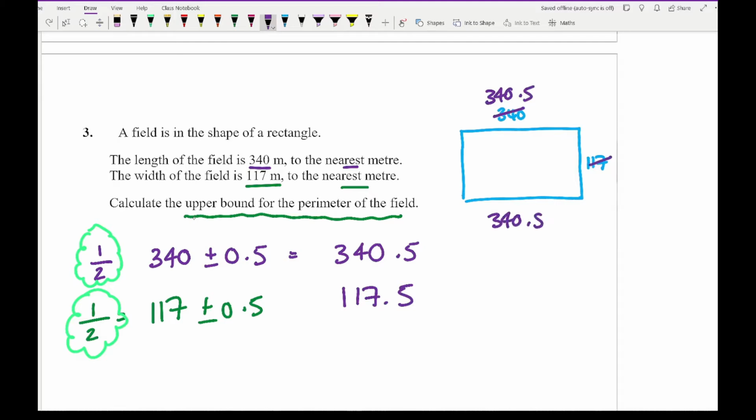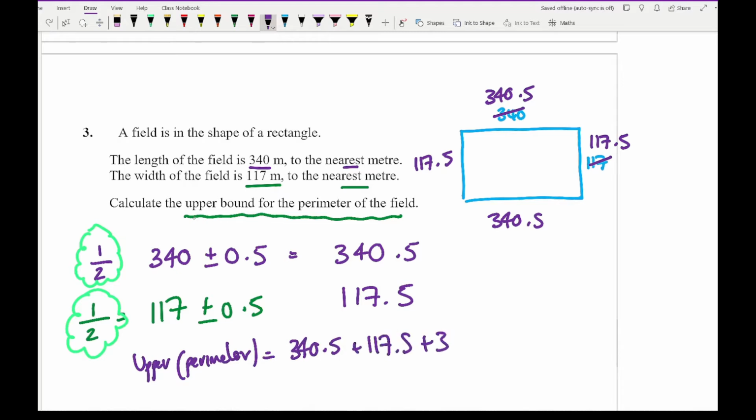So for these numbers, I'm going to do 340.5, 340.5, and 117.5 and 117.5. So the upper bound of the perimeter is therefore going to be 340.5 plus 117.5 plus 340.5 plus 117.5. Obviously, you could have done 340.5 times 2 plus 117.5 times 2. Whichever floats your boat is entirely up to you.